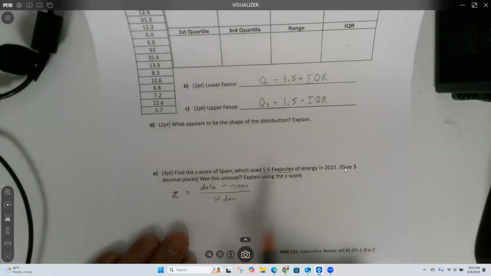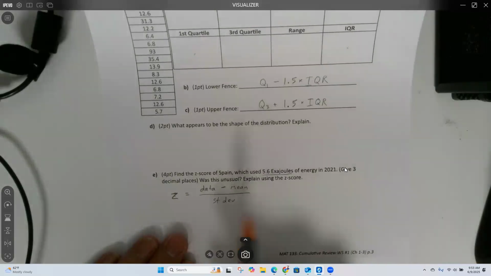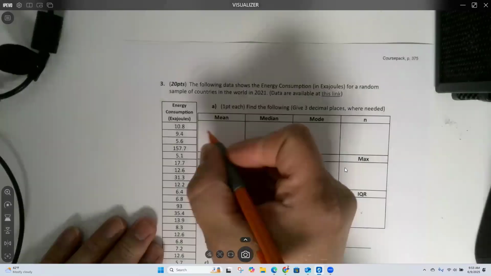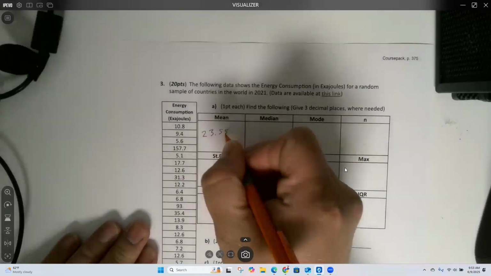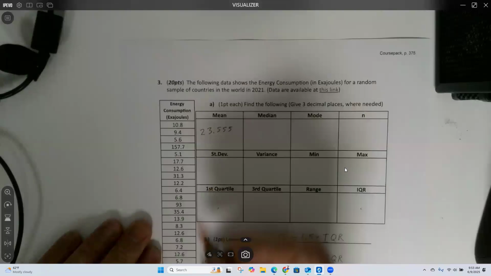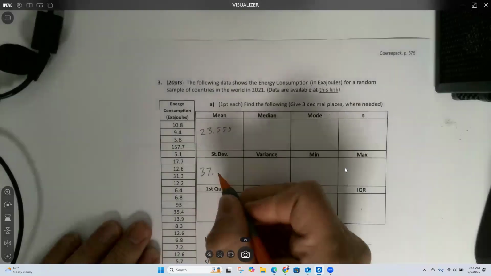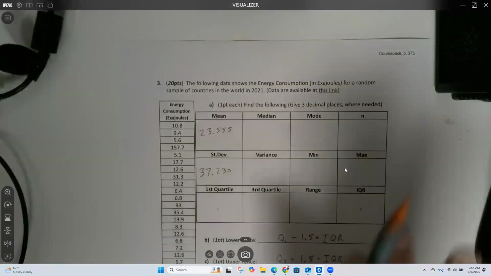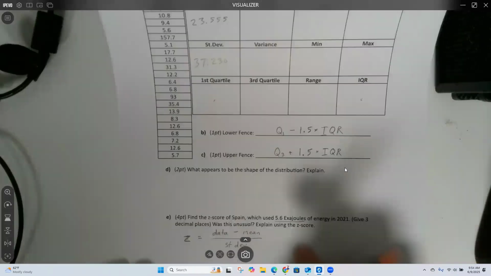So to do this one, I'm actually going to give you the answer for part of number three. We need the mean, we need the standard deviation. So once you go into StatCrunch and do the calculation, you're going to get this for the mean, 23.555. Okay. And the standard deviation is going to be 37.230. Okay. So I'll give you those right now. The other ones you're going to have to figure out on your own. Okay. On StatCrunch.